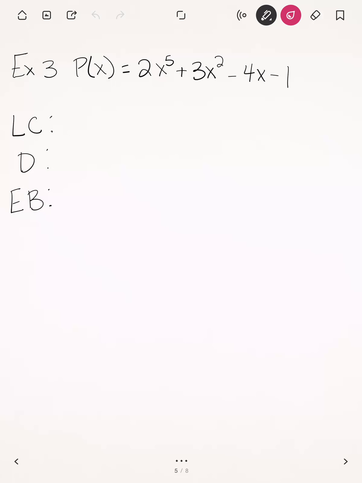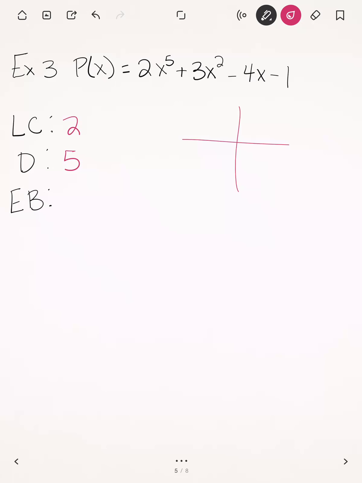Okay, so let's see the next one. I have p of x equals 2x to the fifth plus 3x squared minus 4x minus 1. Looking at it, my leading coefficient is a positive 2. My degree is a 5. Now we need to talk about end behavior. So let's try to graph it.